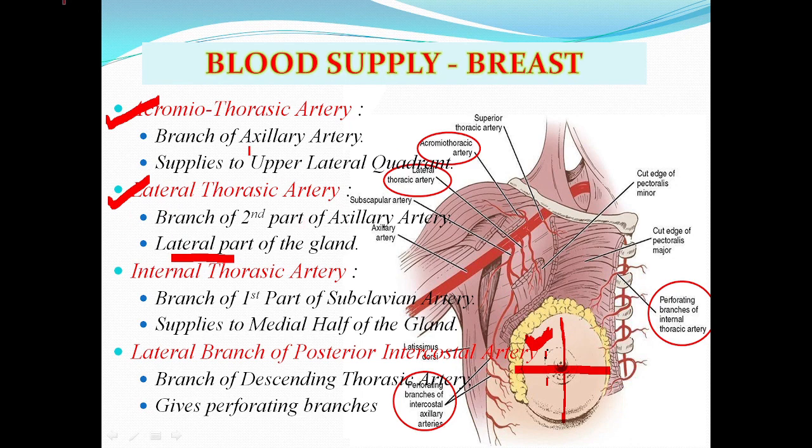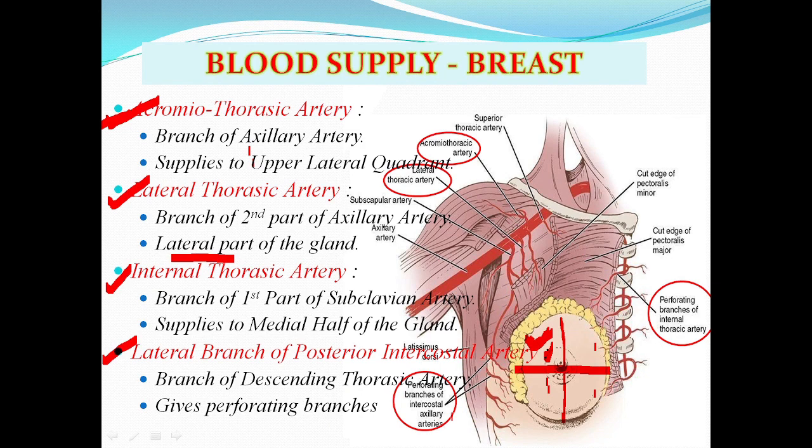I'll repeat it. So upper lateral, I can call it the superolateral quadrant, is supplied by what? Acromiothoracic artery. Lateral part means the total lateral half, that is the superolateral and inferolateral, are supplied by what? Lateral thoracic artery. What is the medial half? This whole half is called the medial half, that is the superomedial and the inferomedial, and they are supplied by the internal thoracic artery. And behind the gland, some perforating branches are located, called the lateral branches of the posterior intercostal arteries. From the deeper aspect of the mammary gland, they supply blood.